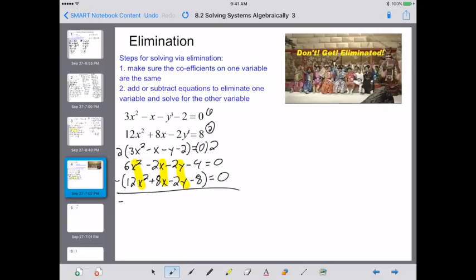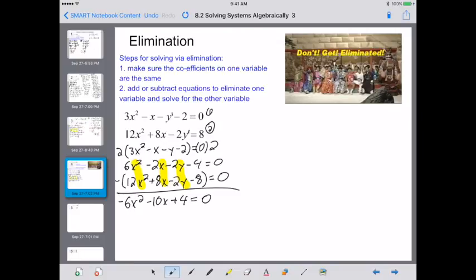So 6x squared minus 12x squared is -6x squared. -2 minus 8 is -10x. These are going to cancel. I could put in my plus 0y if I wanted, but that doesn't really mean anything, so we can get rid of that. And then -4 minus a -8. I want to think add the opposite, so -4 plus 8 is plus 4 equals 0.